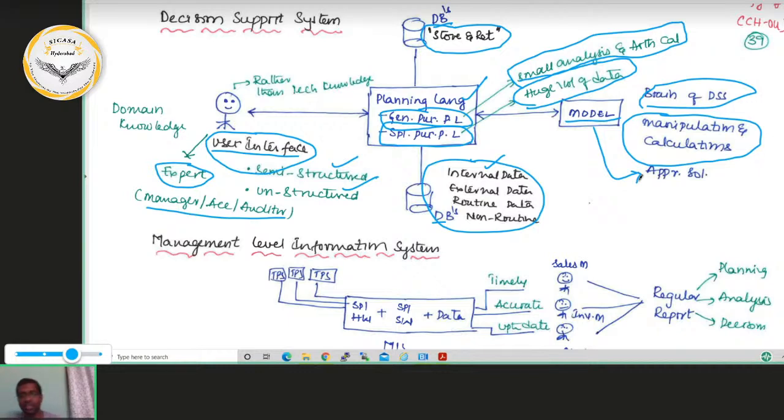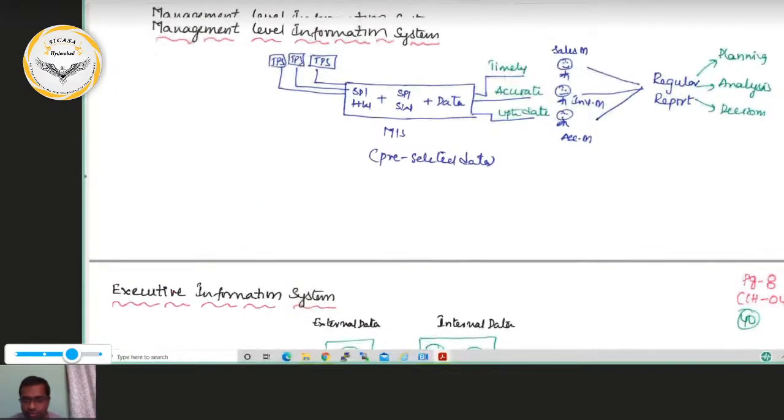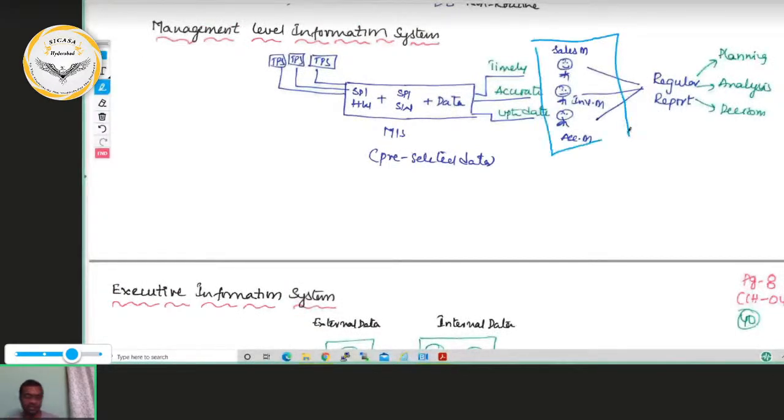Now let us move to the third level. The third level is management level information system. It's a small topic. So management level information systems are used by middle level managers. So who will use these management level information systems? Management level information systems are used by middle level managers.